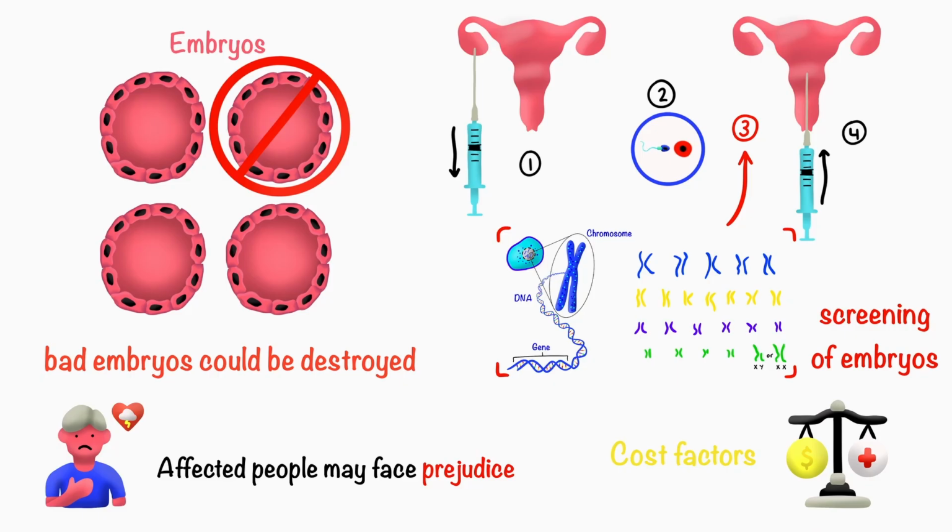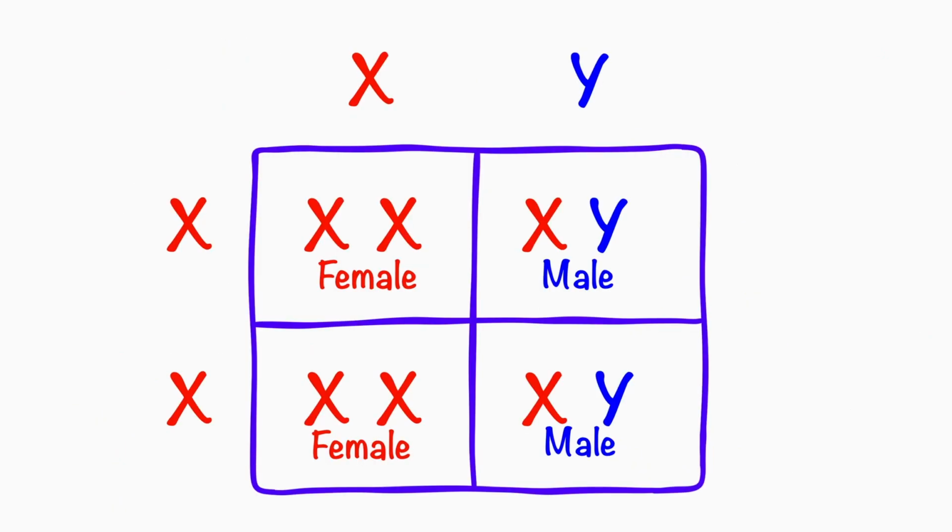Understanding inherited disorders and the technologies available to detect them raises important questions about the intersection of science, medicine, and ethics. While advances in genetic screening offer new possibilities for preventing suffering, they also challenge us to consider difficult questions about what kinds of interventions are appropriate and where the boundaries should be. In our next episode, we'll explore sex determination and how the combination of chromosomes determines whether a baby will be male or female.